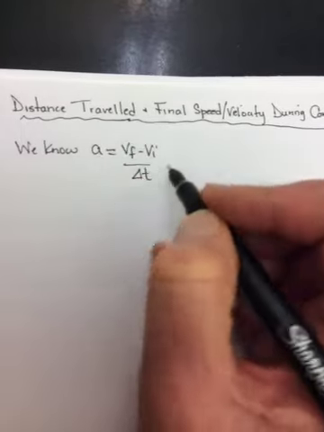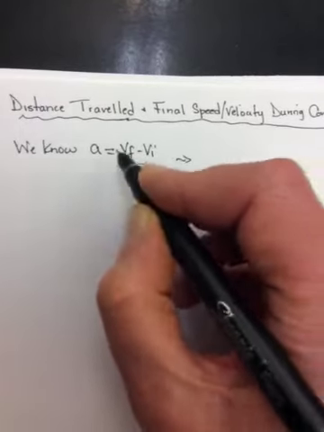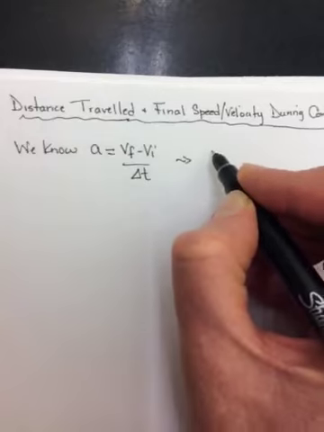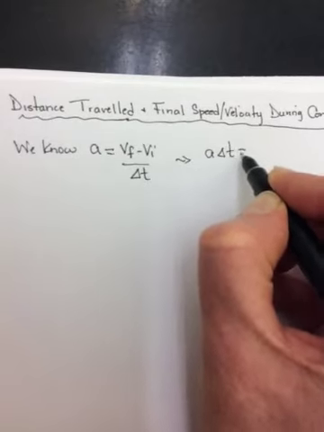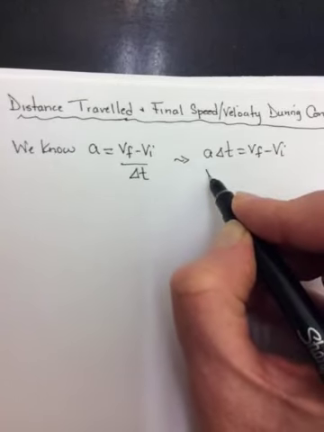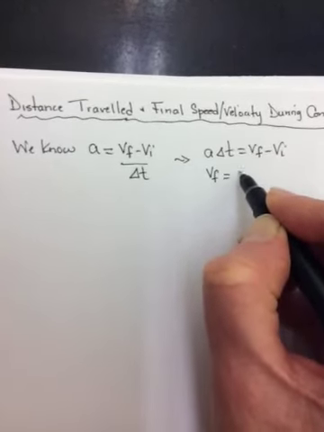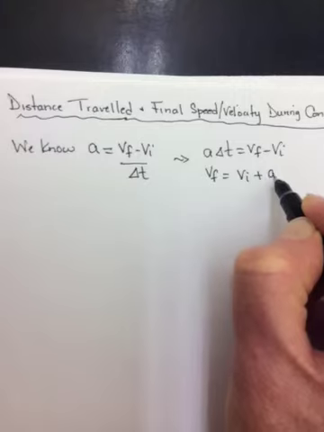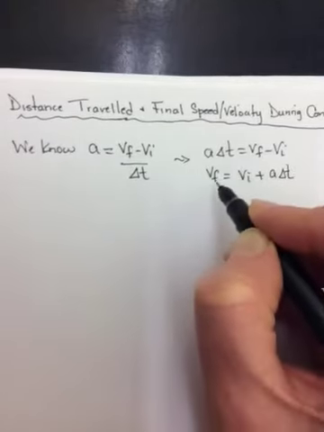Now we can rearrange this for vf, and to do that we would multiply both sides by delta t. So a delta t is equal to vf minus vi, and then add vi to both sides so that we would get vf equals vi plus a delta t. Okay, so we have this.